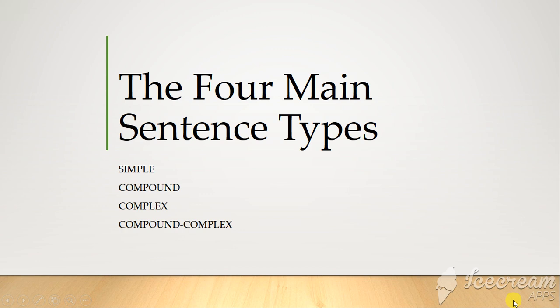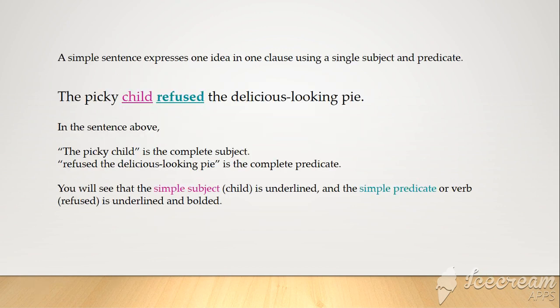This video is designed to help you understand the four main sentence types. We'll get started. The first sentence type is the simple sentence, and you're probably very familiar with that. It expresses one idea in one clause and has a single subject and predicate.